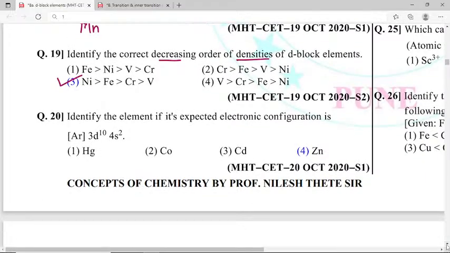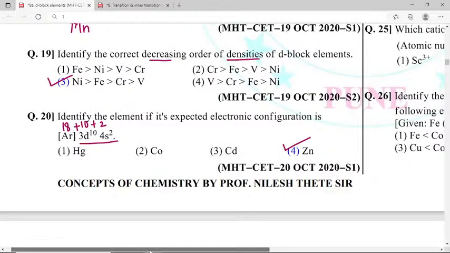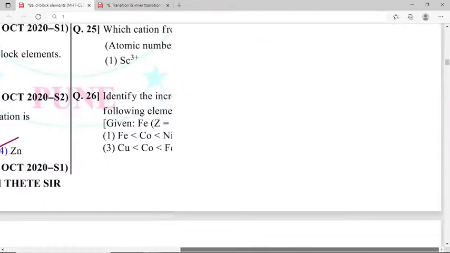Identify the element if its expected electronic configuration is 3d10 4s2. Atomic number 30. So this is argon 18, 18 plus 10 plus 2 becomes 30. So zinc is the atomic number 30, so zinc is the answer. Okay, it is very easy. Argon atomic number 18, 3d10 4s2.